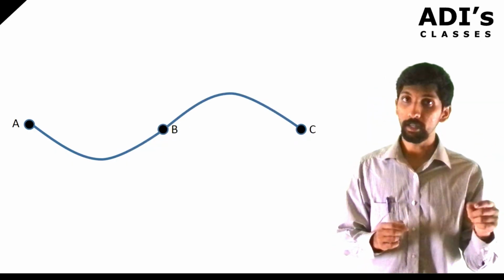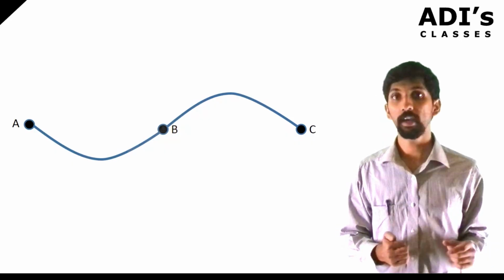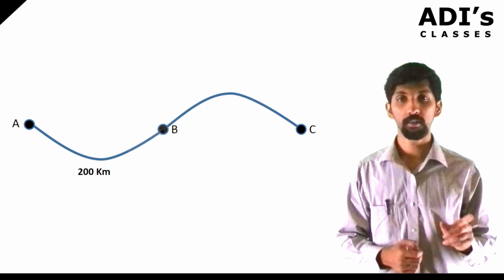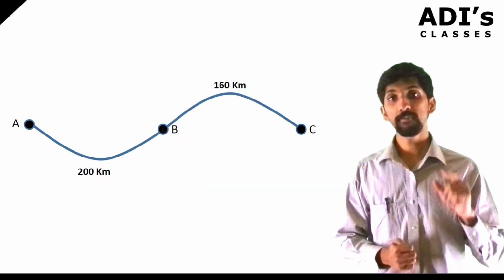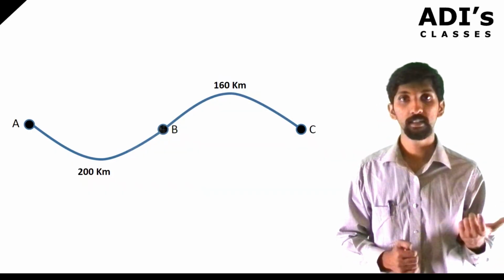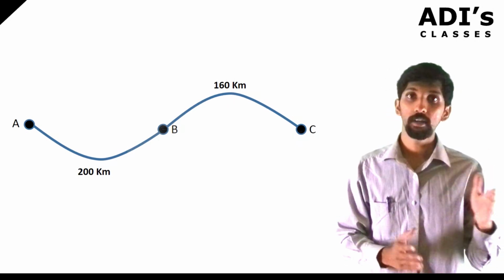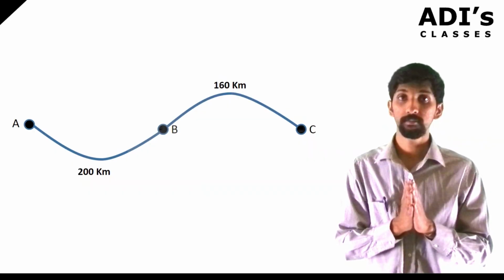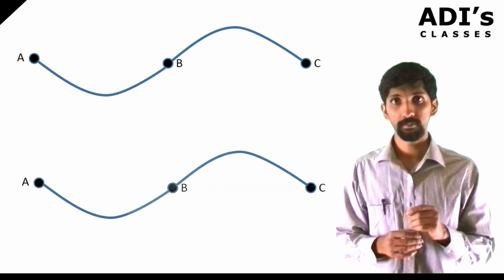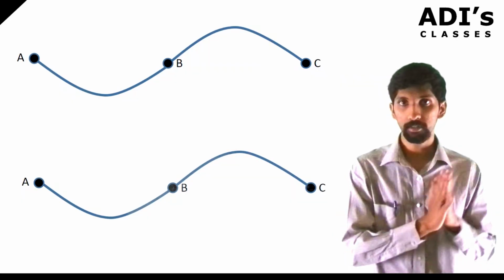Now point A to point B, let's say this distance is about 200 kilometers. And point B to point C, call it 160. Now if you have to go from A to C, how many kilometers do you have to travel? It is 360, right? I can go from A to B, B to C, or I can go directly from A to C, correct? Now here, the distance traveled, we are just adding, right? A to B, B to C.